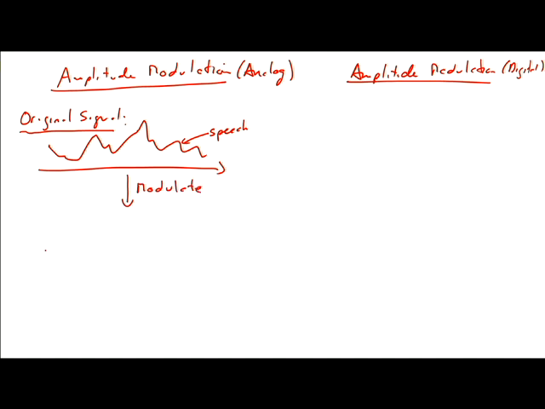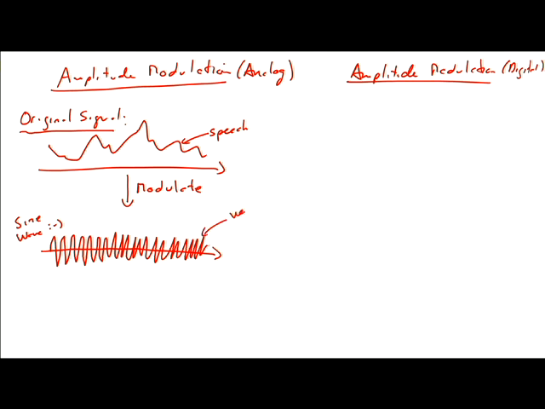And what do I do? I choose a sinusoid. Oh, we go back to our friend the sine wave. Yay. And let's say it's a high frequency sine wave. Okay? So let's say it's nice, it's even, but it's very high frequency. So what I do is I actually multiply the two together.